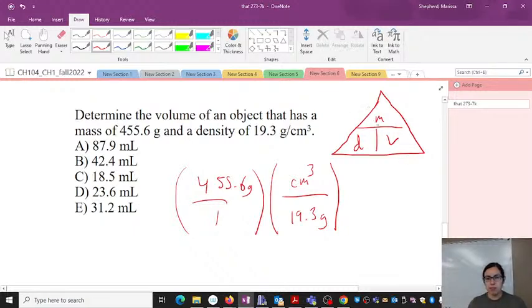You could cover that and see that it's mass divided by density. But then our units will also match. Notice how grams cancel. We're going to get centimeters cubed, which makes sense. That's a unit of volume. And just so you know, a centimeter cubed is also equal to 1 milliliter.